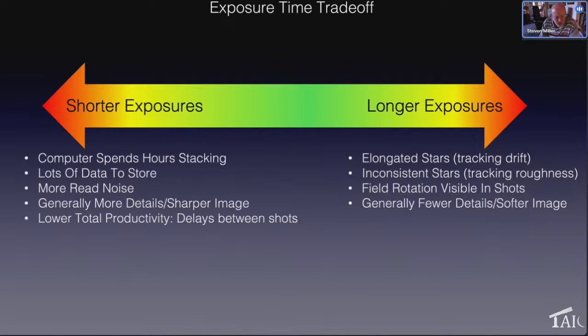If I take shorter exposures, the problem is that your computer spends hours stacking, lots of data to store. You get more read noise, so your quality isn't going to be quite as good. Generally, you get more details and a sharper image because your stars are just tighter. But you get lower productivity too, because if you're taking a lot of short exposures, usually there's a delay between shots, like about a second. So if you take 4 second exposures and you have a second delay, then you're only imaging 80% of the time, and 20% of the time your camera's not doing anything.